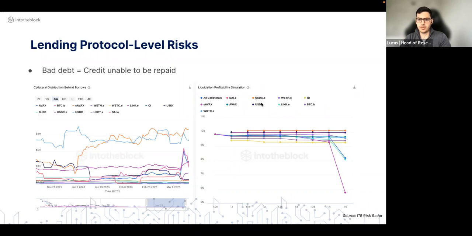I think with sAVAX, it might not be super profitable after a 1.5 health factor. So that's the x-axis, the health factor. As more amount gets liquidated, the profitability decreases. But nonetheless, in this case, it's still profitable. So it's not a systemic risk in general.